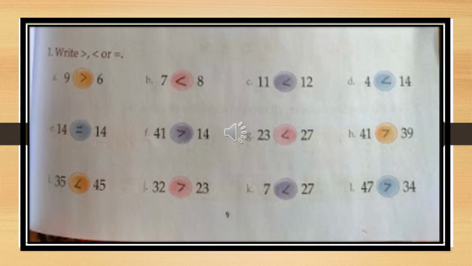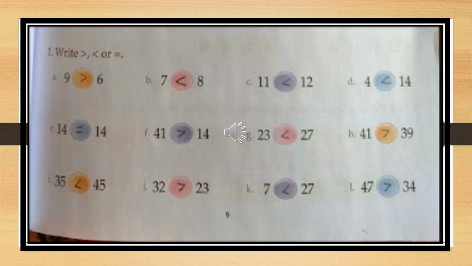A small exercise is given. We have to put the correct sign. Numbers are already written. We have to decide whether the sign of the smaller number will come, or the bigger number, or the is equal to will come.